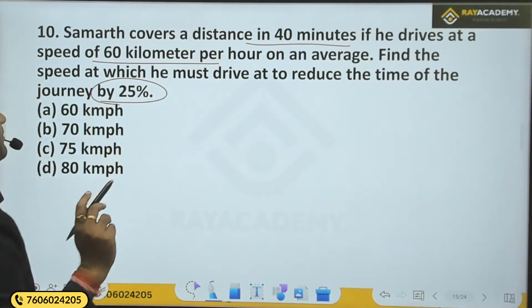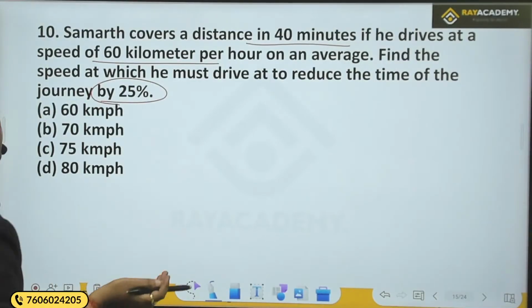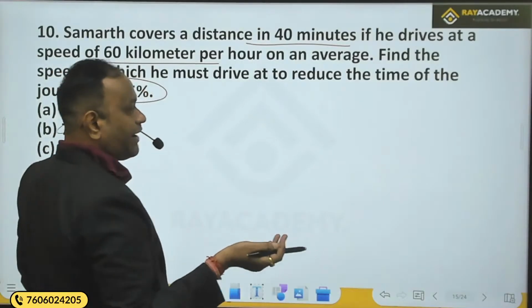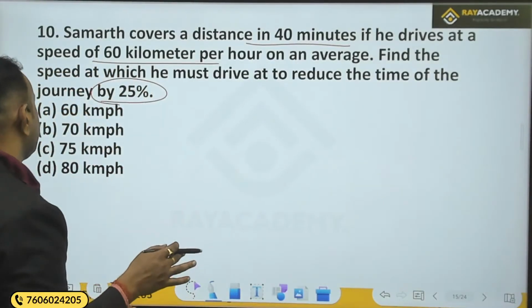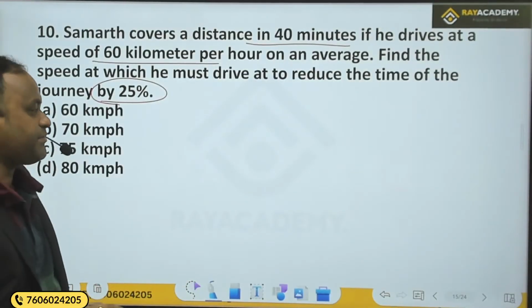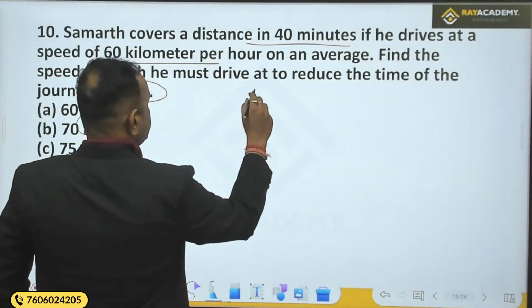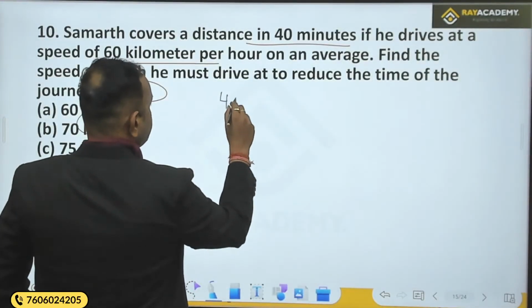It is important that you have to subtract. Suppose there is 100, reduced by 25% means it will be 75%. But 100 reduced to 25% means it will be 25. Okay, so that thing you have to take care. First thing, there are two scenarios. First scenario is 40 minutes.